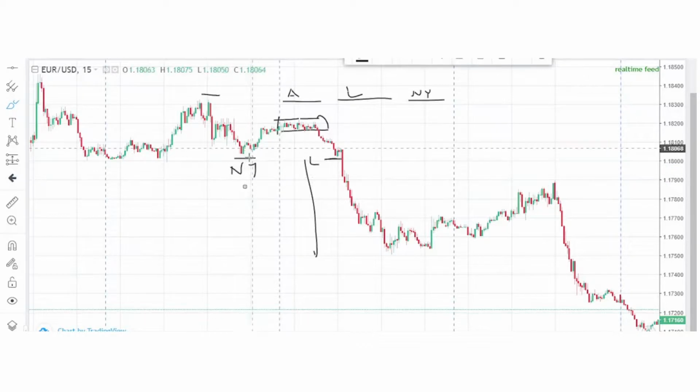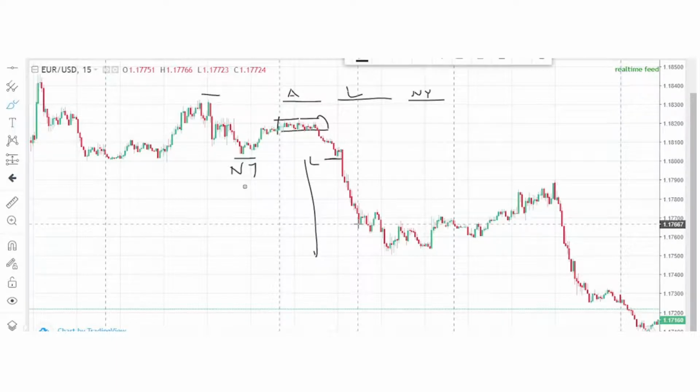Okay, so this is the low of New York. What we want to see is this breaking the low of Asia, and then we can know that our territory is valid. Okay, so that's what we want to see, because the range break plus the session break gives us power. We want to see power in our trades, because a session break represents power and it represents activity.